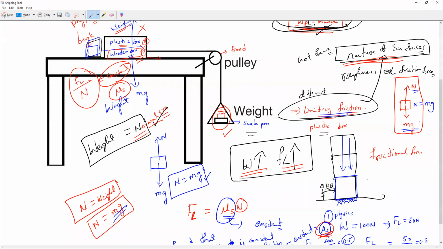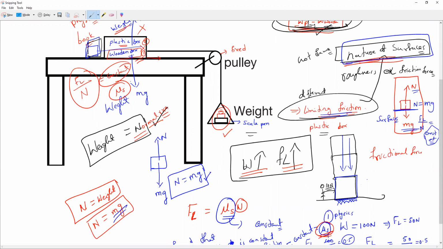If I take the ratio of limiting friction, F limiting divided by normal reaction, I always get a constant that remains the same. That will depend on the surfaces. Do you all understand? So limiting friction is always decided by what? The nature of surfaces. But for a given surface and given weight, if I find the ratio of limiting friction divided by weight, I always get a constant. That constant is called the coefficient of limiting friction. Any doubt, Nivedan? No, sir.